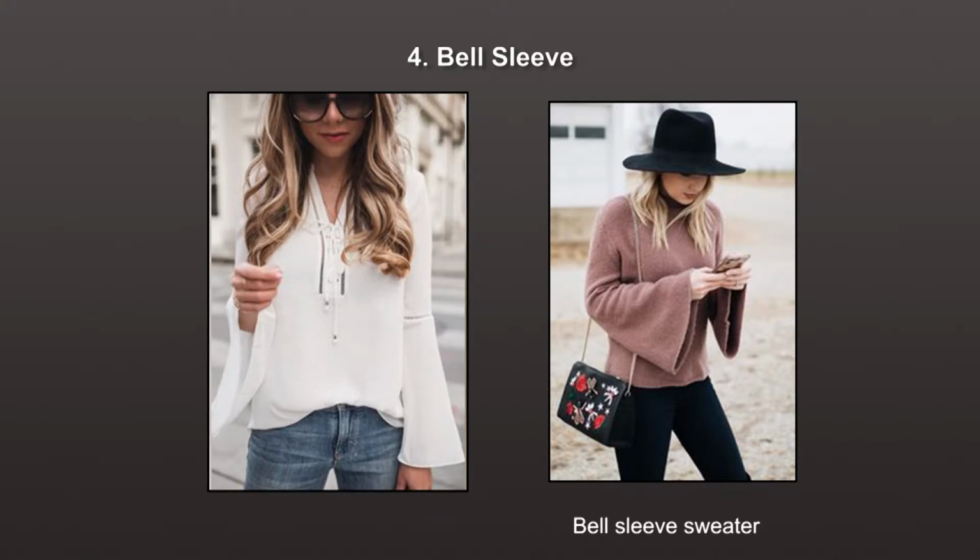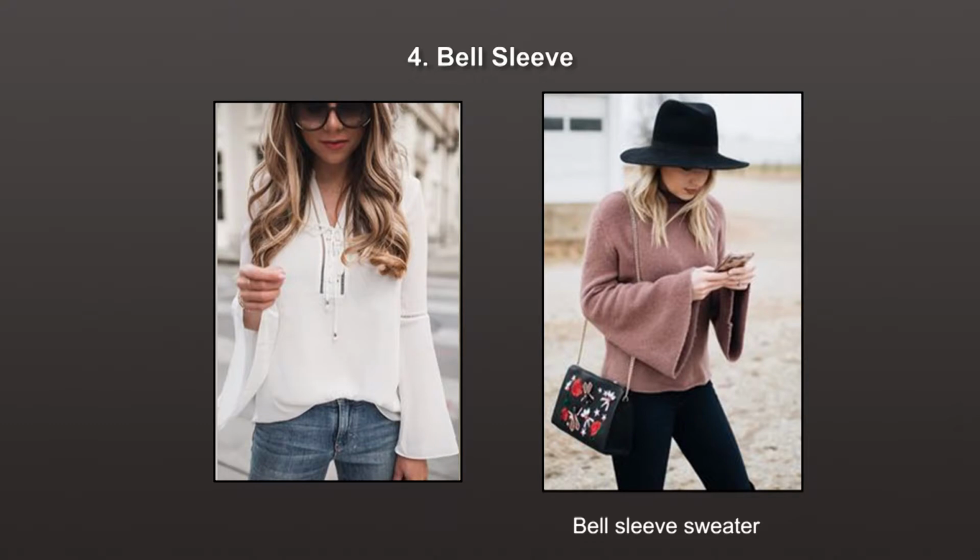Have a look at the smart women's top with a bell sleeve. It has a very elegant shape. On the right is a bell sleeve sweater from Love Lenore.